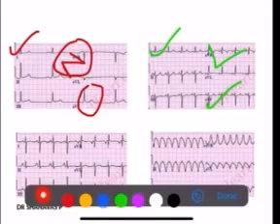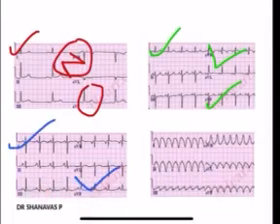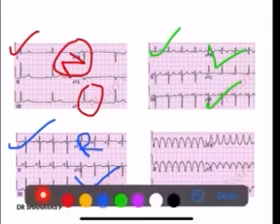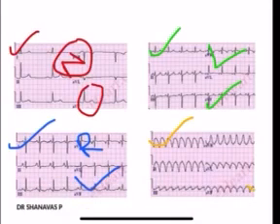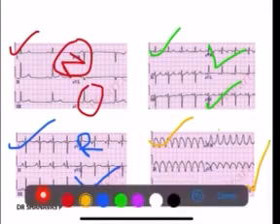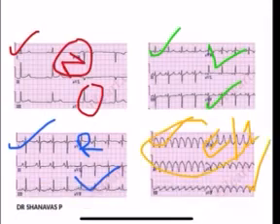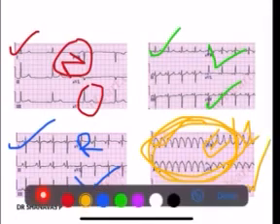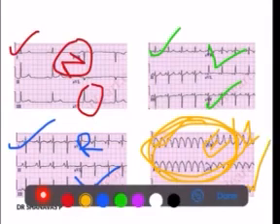Here lead 1 is negative and lead aVF is positive, so what is the axis? It is right. Then coming to the next, here lead 1 is negative as well as lead aVF, that is, it is extreme axis or indeterminate axis. This is a wide complex tachycardia, that is VT, which always has an indeterminate axis. I hope it's very clear.